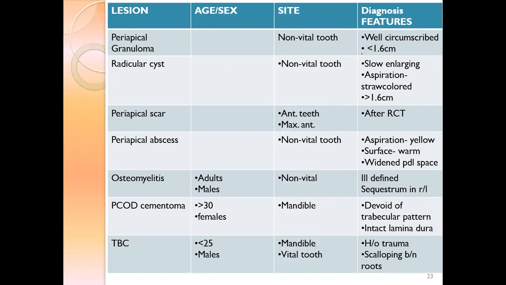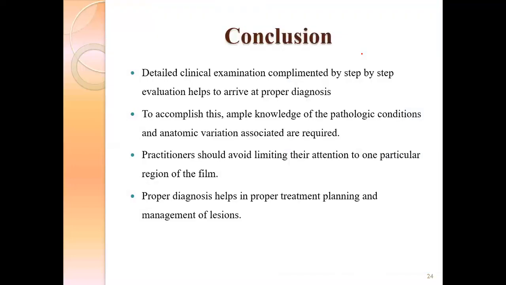In traumatic bone cyst, it is usually seen in the mandible, and the tooth will be vital, and the patient will be giving a history of trauma. And also scalloping between the roots will be seen.